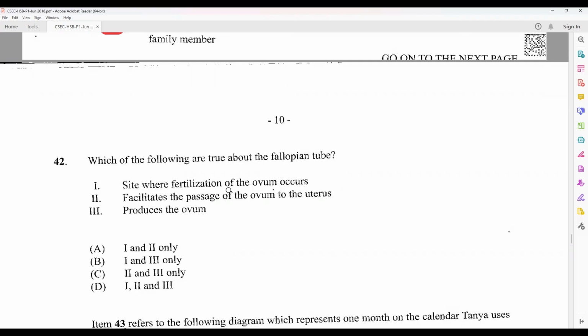Site where fertilization of the ovum occurs, that's true. Facilitates the passage of the ovum to the uterus, that's true. Produces the ovum, no, that's for the ovary. So we're looking for 1 and 2 only, and that is it.